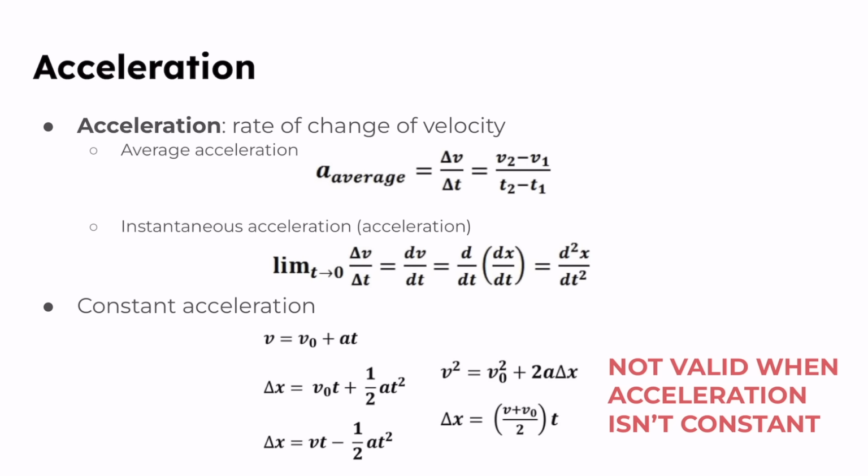And the instantaneous acceleration, similar to the instantaneous velocity, is just the average acceleration as the change in time approaches 0. So we're taking a very, very short, almost 0 seconds worth of a time interval, and then we're finding the acceleration of an object at that particular instant.